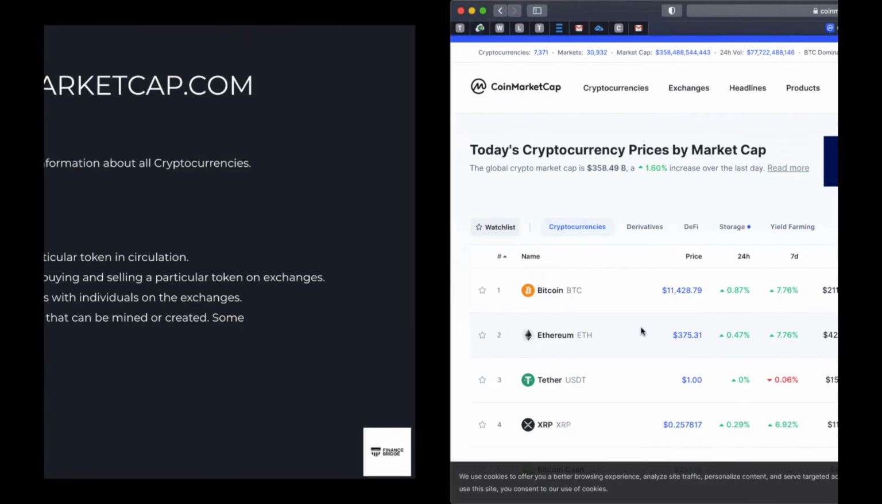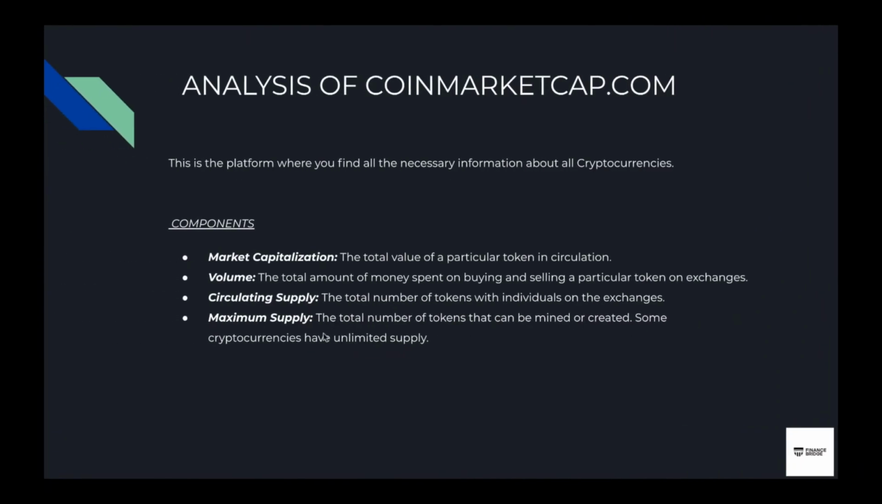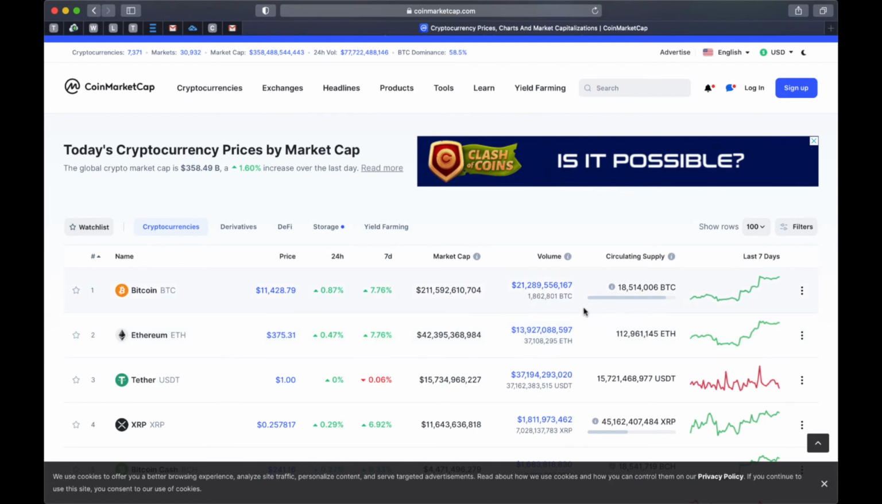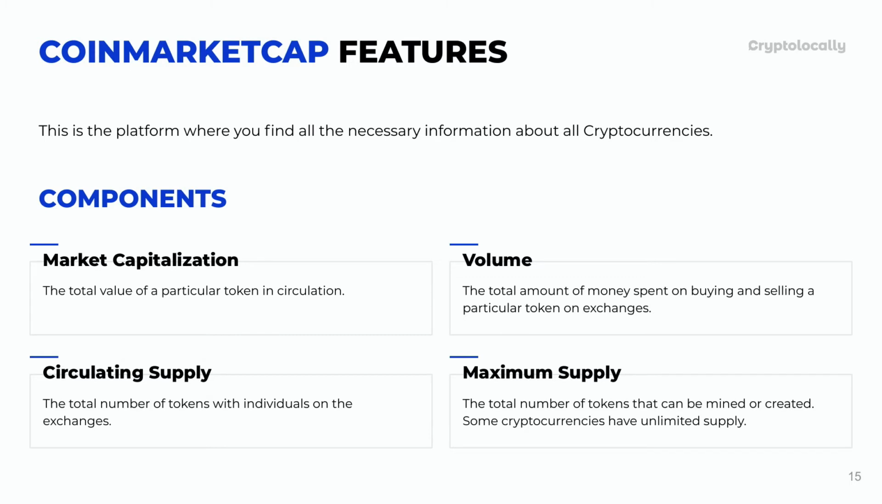For example, Bitcoin has a maximum supply of 21 million. So the total amount of Bitcoin that can be mined in the world is 21 million, and we are currently at 18.5 million. By the time we get really close to 21 million, trust me, Bitcoin will be really scarce, which will make the price go up. That is all for circulating supply, maximum supply, volume, and market cap.